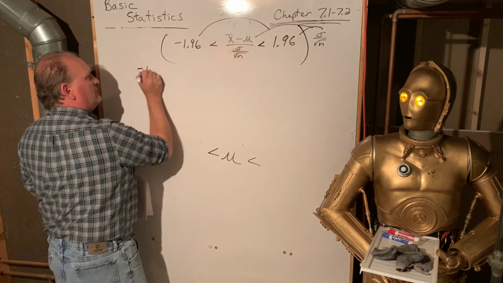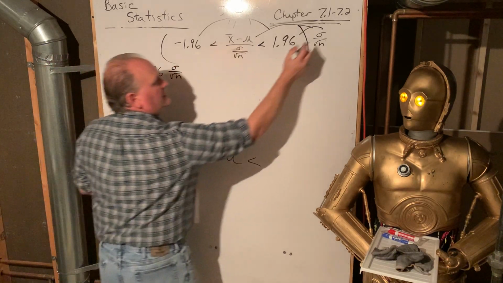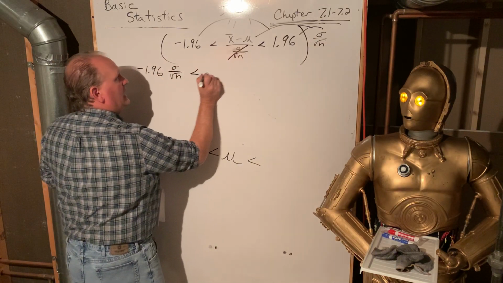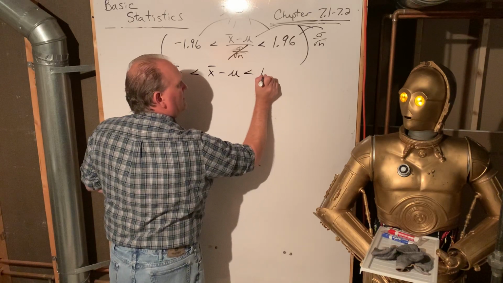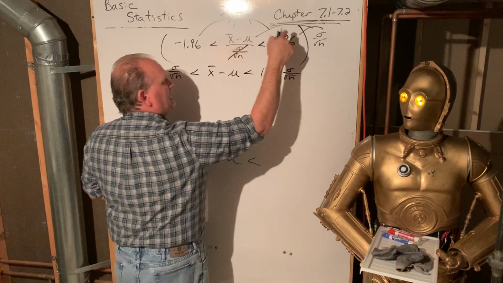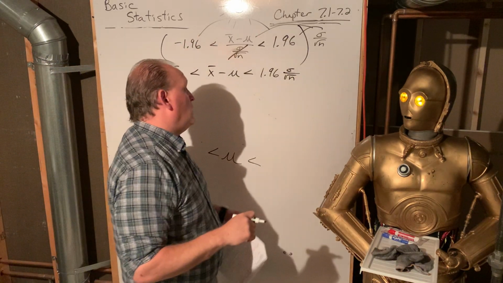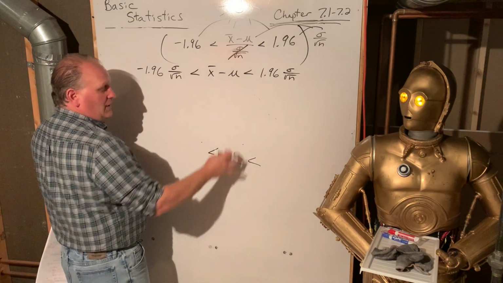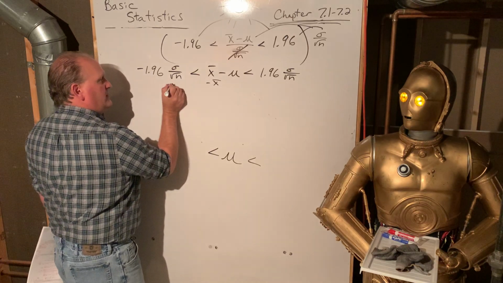So now I've got negative 1.96 sigma over the square root of n. Here, sigma over the square root of n cancels off, so we have x bar minus mu. And here we've got 1.96 sigma over the square root of n. So we multiplied each part of this compound inequality. All right, now we want to get mu all by itself. That's the name of the game. So we'll subtract x bar from each one of them.